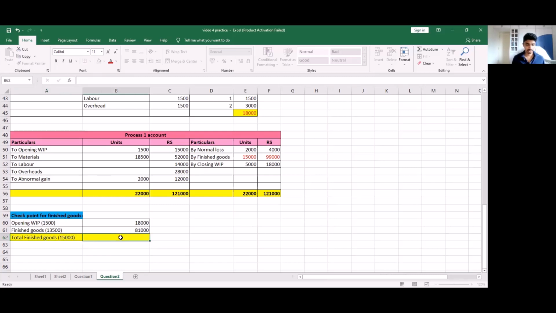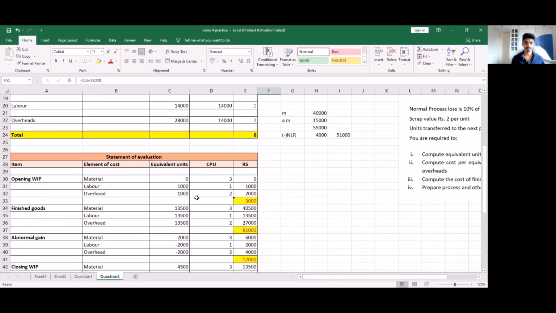And to find the amount, we will add these two values, that is the cost of opening work in progress and the cost of finished goods. 18,000 plus 81,000 is 99,000. And if we see, this 99,000 matches or is the same as the 99,000 that we got in our process account. So if these two amounts match, then the question is right and we are done with our second question. Let's just take a look at the different accounts and wrap up for today's video.